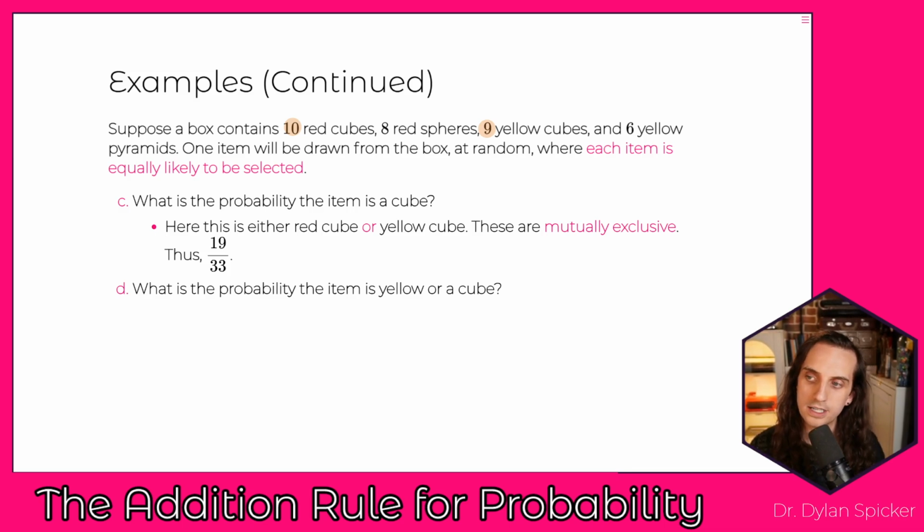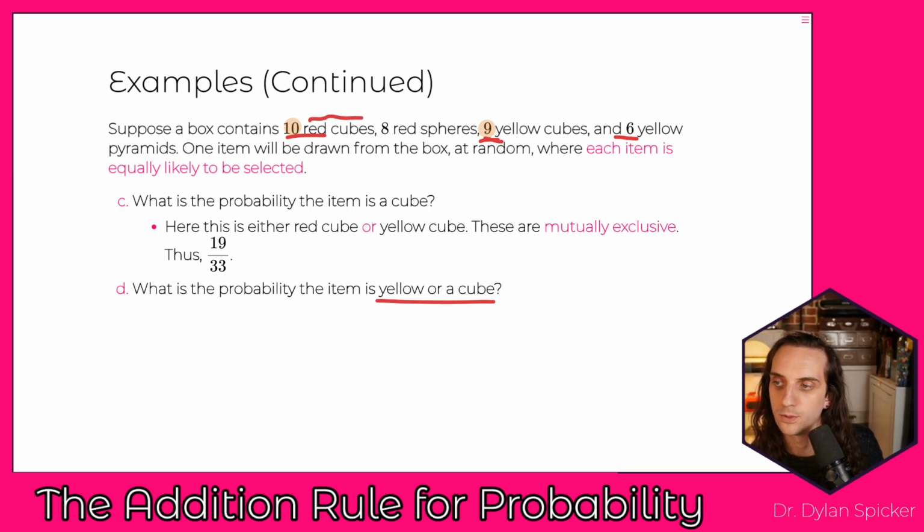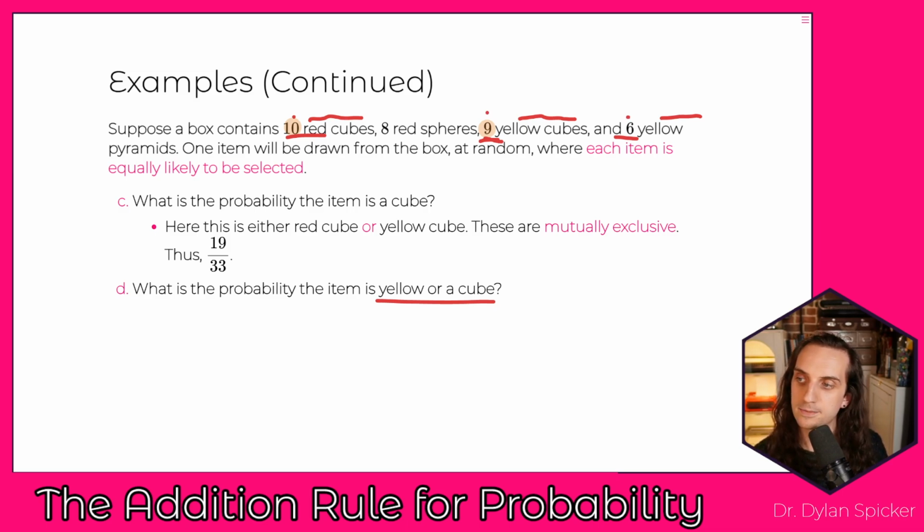Now, what's the probability that the item is yellow or it's a cube? Here we have 9 yellow cubes, 6 yellow pyramids, 10 red cubes and 9 yellow cubes. There are two ways that we can do this. The first is to say, if we want it to be yellow or a cube, we either want a red cube, a yellow cube, or a yellow pyramid. Those are the three possibilities. We'd go 10 plus 9 is 19, plus 6 is 25. That would give us our answer here.